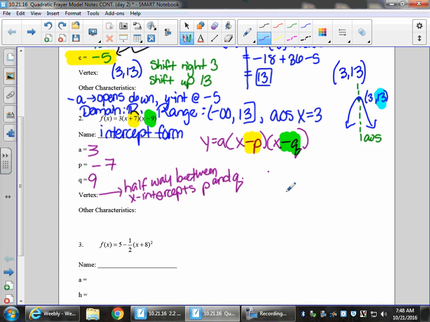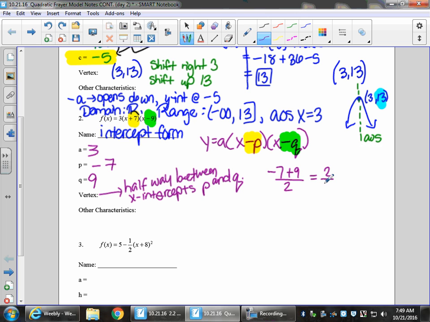So someone else, because I know we're all thinking the same thing, but it's just early and we haven't finished our coffee. How am I going to find that value? What did we say we're going to do? Find the average. How are you going to find the average of -7 and 9? Add them together. -7 plus 9. And then what? Divide by 2. What's that going to equal?